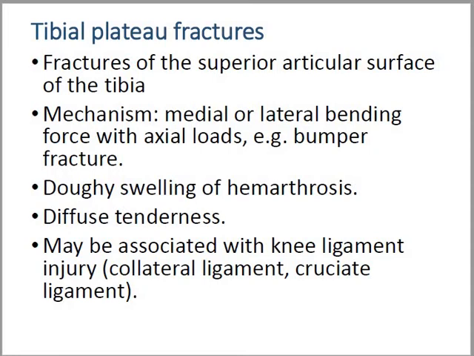So the first point, fractures of the superior articular surface of the tibia. This is the definition. Second, the mechanism: usually a medial or lateral bending force with axial loads, like for example a bumper fracture. What does this mean? If a person is standing crossing the street and a car hits them, the bumper hits the lateral side of the knee. We can imagine that the lateral condyle of the femur will strike against the lateral condyle of the tibia, so the femur will fracture the upper surface of the tibia in this case. Or if the force is opposite, from inside to outside, the medial condyle will be fractured, for example when someone falls from a ladder or from a height.